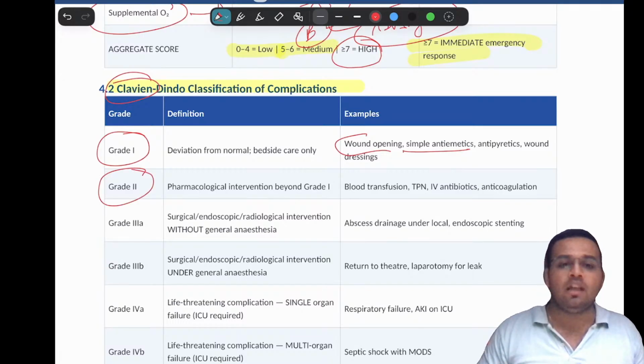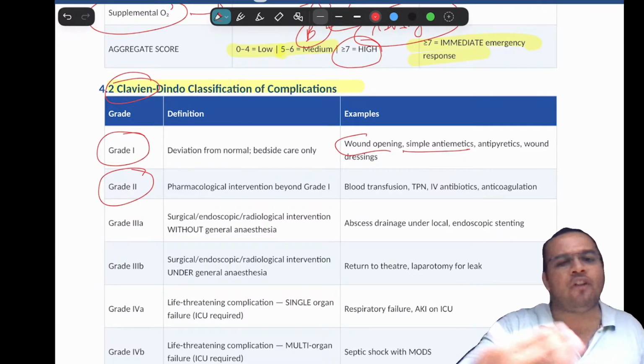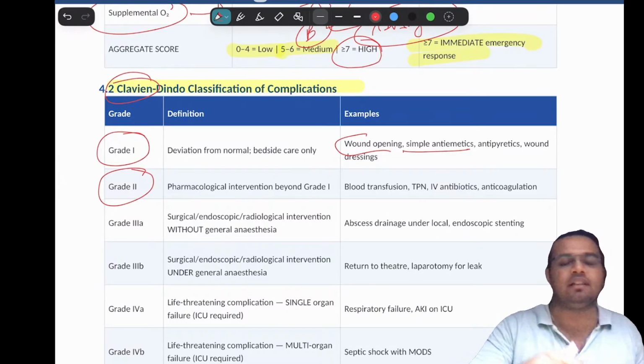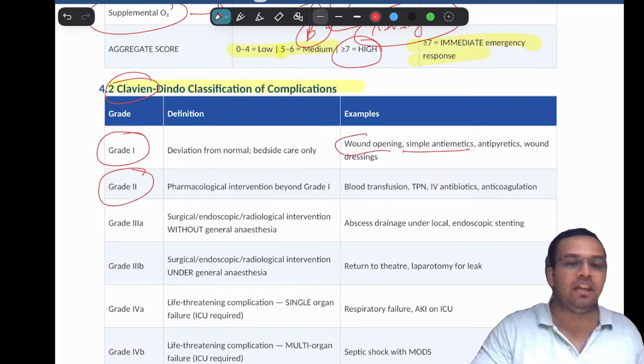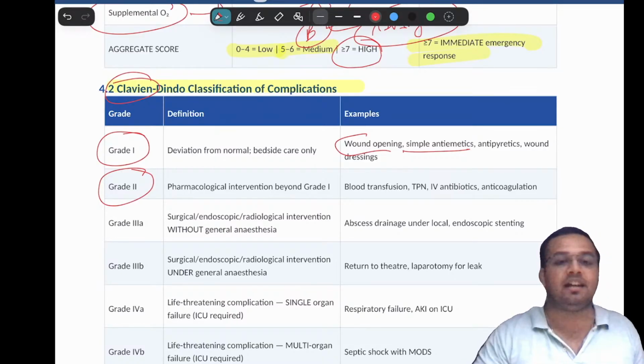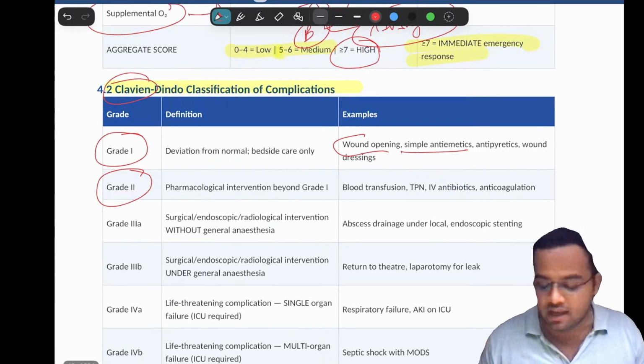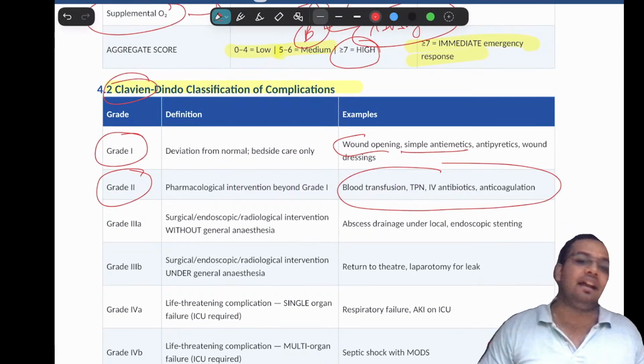What is grade 2? In grade 2, you require some pharmacological intervention along with the opening of the suture. If you start escalating IV antibiotics, if you give total parenteral nutrition to the patient, if you need to give albumin to heal the wound, that is the time when you are going to grade it as grade 2.